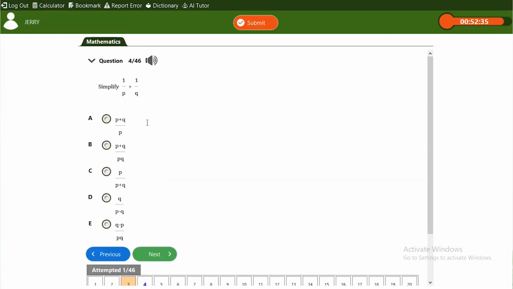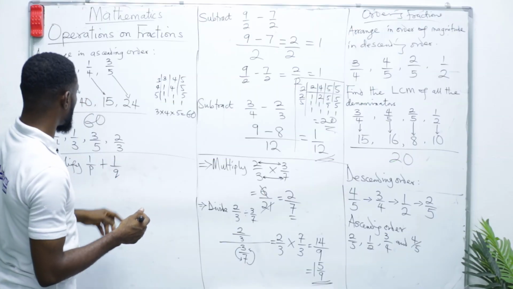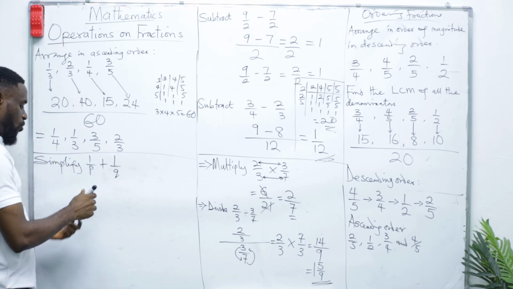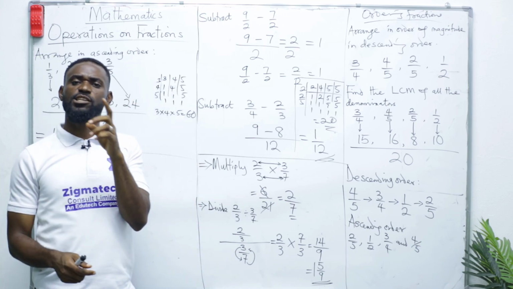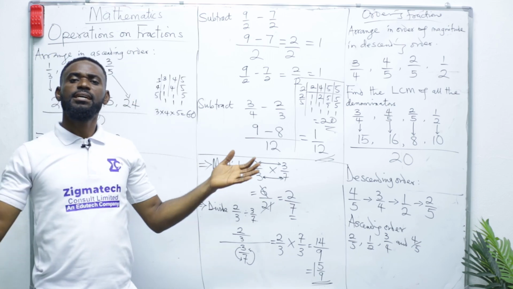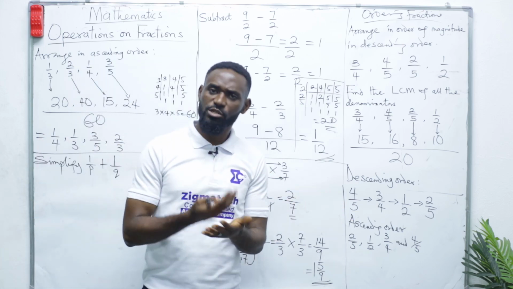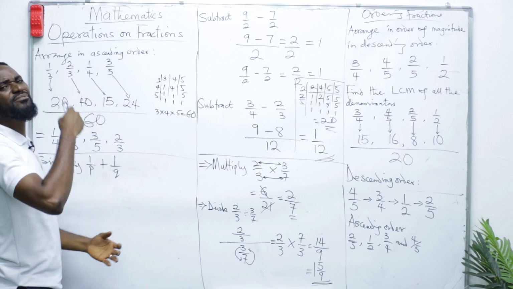All right, the next one we have there, it says 1 over P and 1 over Q. Now listen, everybody, just look up and see what I have to do here. The rule in fraction addition or subtraction is that the denominators of the two fractions must be the same for you to do anything. But here, we have P and Q, and they are not even numbers.